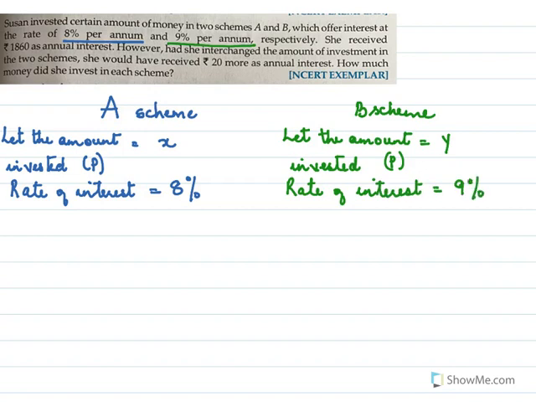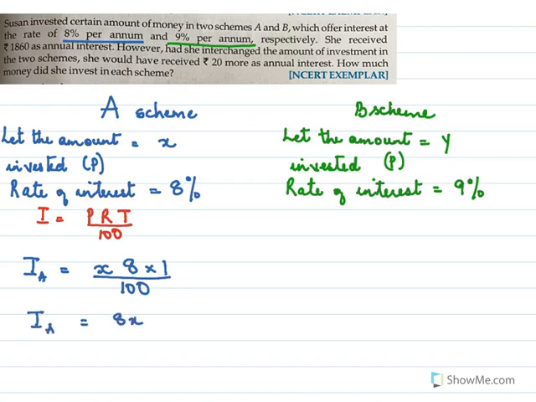Now this sum deals with interest, and if you remember the formula for interest, I equals PRT over 100. So the interest gained in scheme A, we'll call it interest A, the principal here is x, the rate is 8, the time is 1 over 100. So the interest for scheme A will be 8x over 100.